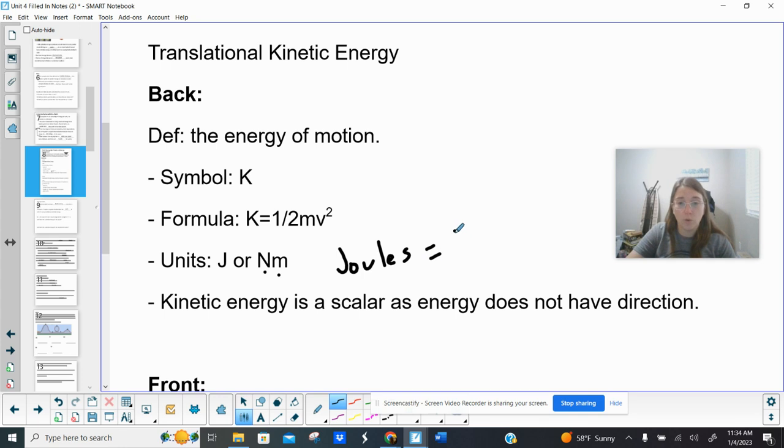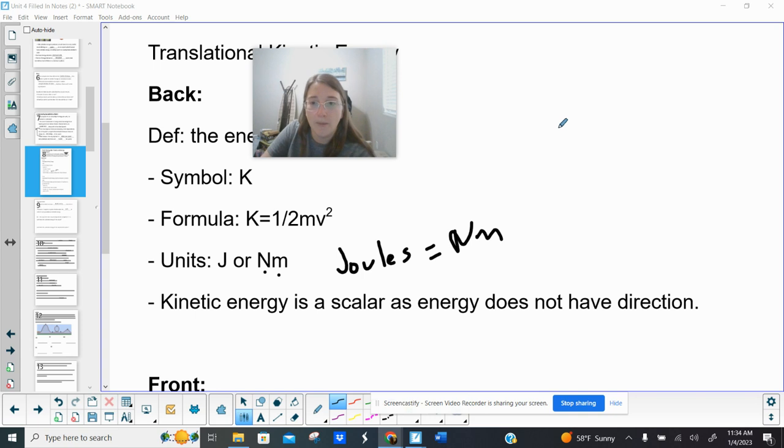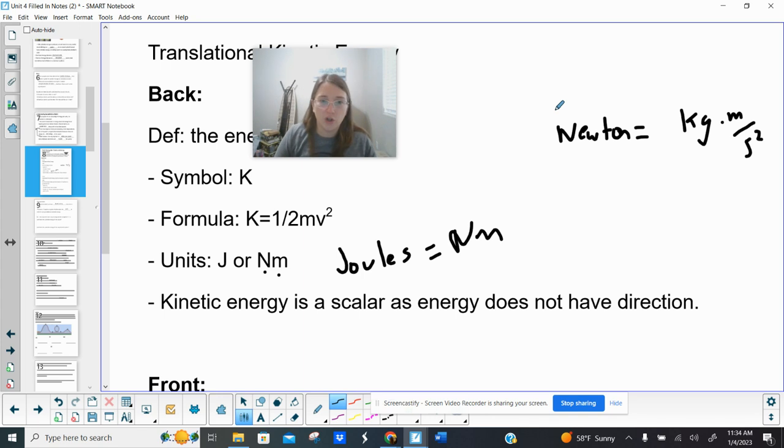A joule equals a Newton meter in the same way that a Newton actually equals a kilogram times meters per second squared. We like to give some fancier units names, but a joule is equal to a Newton meter, and it has to do with the formula here, that it's mass times speed squared.